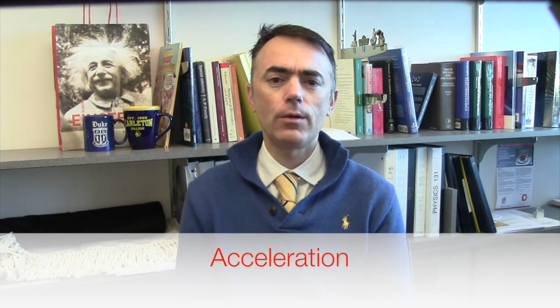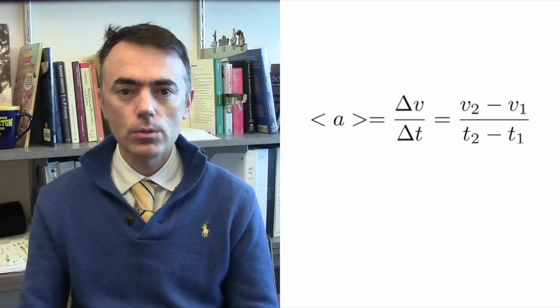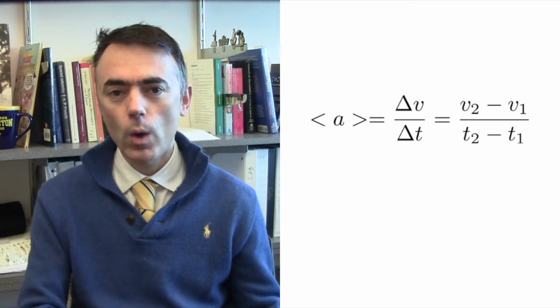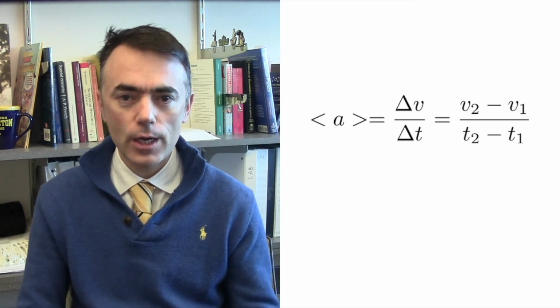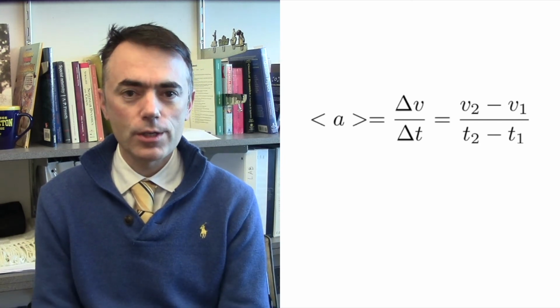Let's talk about acceleration. Like the position, the velocity can change with time. The rate at which the velocity changes is the acceleration. We can talk of average acceleration and instantaneous acceleration. The average acceleration from time t1 to time t2, if velocity changes from v1 to v2, is defined by the change in velocity divided by the change in time.